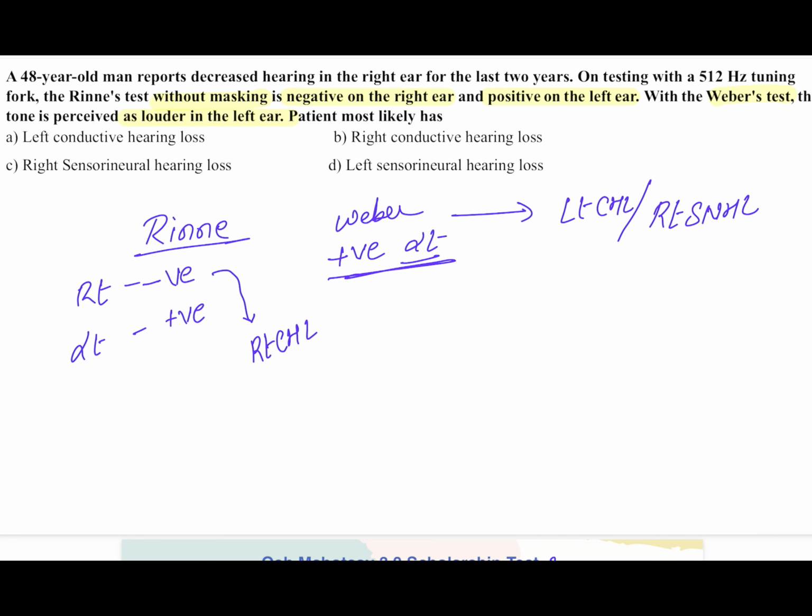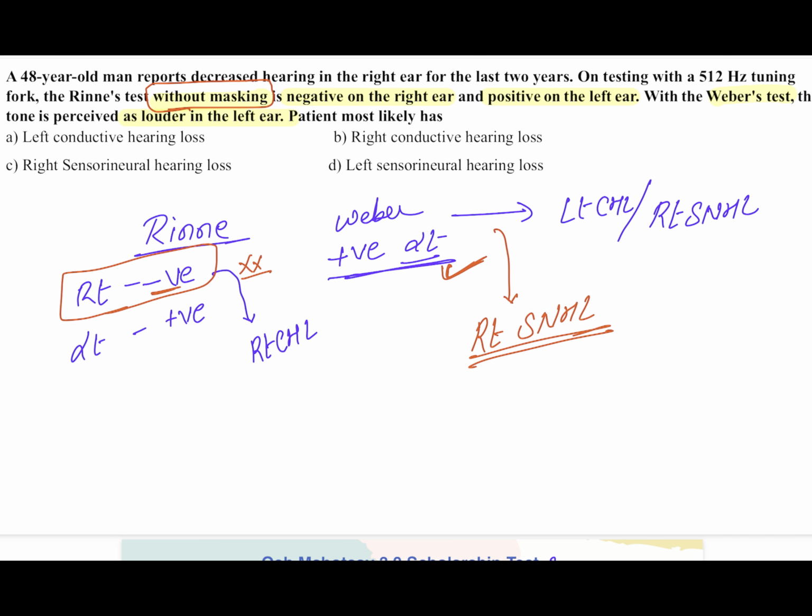Since in the question they have told us that it is without masking, there will be a possibility of crossover. Because of the crossover of the sound, the right ear, which has severe SNHL, is not able to perceive any sound, that's why Rinne is negative, and Weber is lateralizing to the left side. So the correct answer in this condition will be right SNHL.